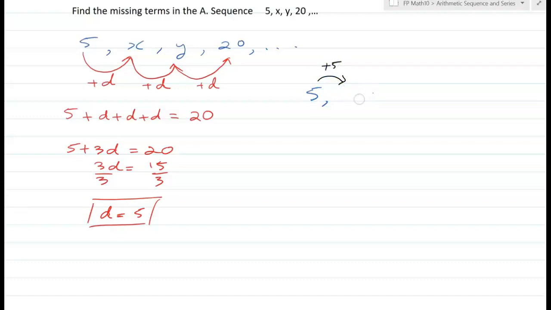Let me change the color. That is 10. And then if you want to get the third term in this case, we have to add another 5 to it, and that would be 15, and the last one is 20, and that matches what we have up there. Okay, and you can use any other method you want. You can use the logic method, trial and error method, but this way of thinking about it is very systematic, and you'll get it regardless of what it is.